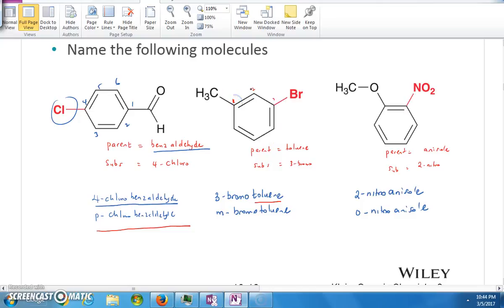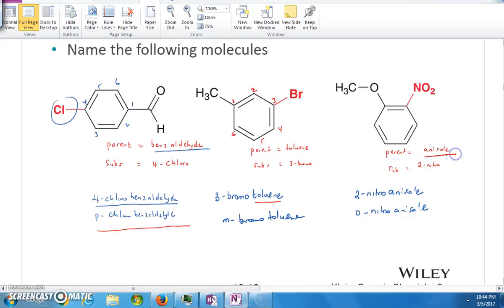Now here in this case, the parent is toluene, and the bromine is at the 3 position, because you have 1, 2, 3, 4, 5, and 6. So because the bromine is at the 3 position, it becomes 3-bromotoluene, or you can call it meta-bromotoluene, because the bromine is 1,3 with respect to the methyl group.